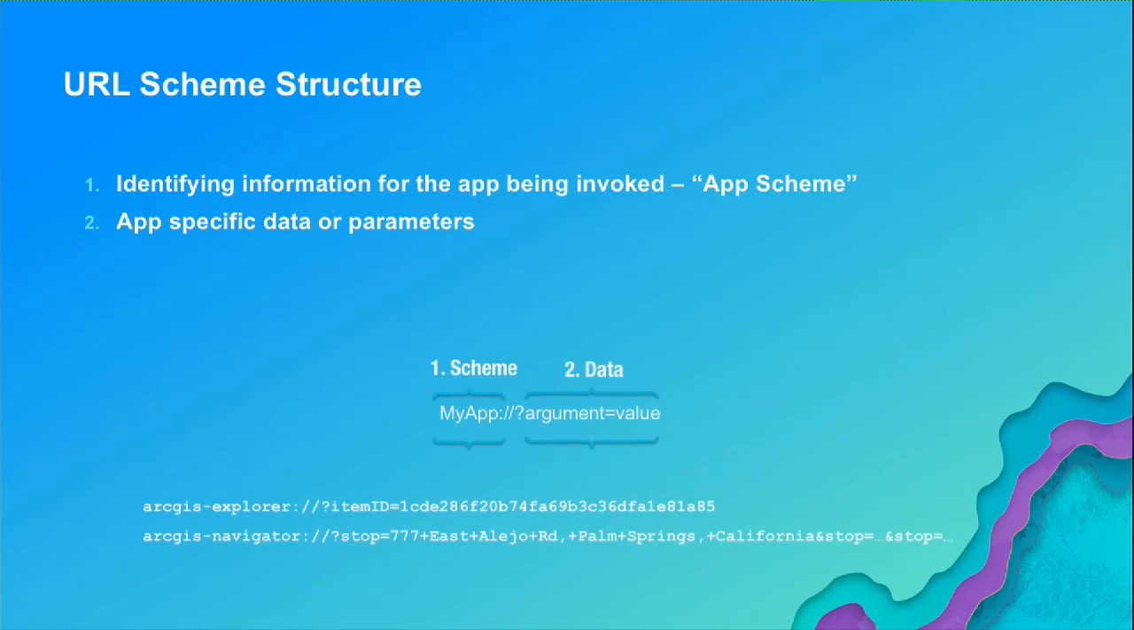So what this could look like in this simple example is I have an application with the identifier myapp, and then I'm just passing in some key value pair as a parameter. I also included a couple examples of some stuff we'll look at in a little bit. One is a URL to Explorer, and one is a URL to Navigator. The Explorer URL has the ArcGIS-Explorer app scheme, and then it references an item ID to open a specific map. And then the Navigator URL has the ArcGIS-Navigator app scheme, and then it just is going to have a list of stops, so Navigator can generate the route based on the stops.